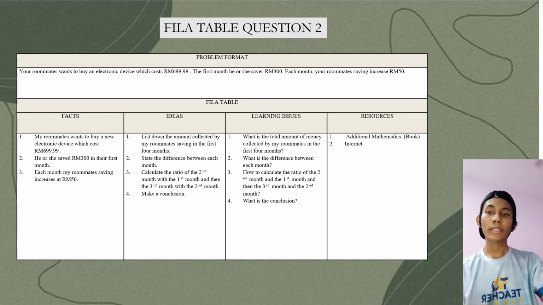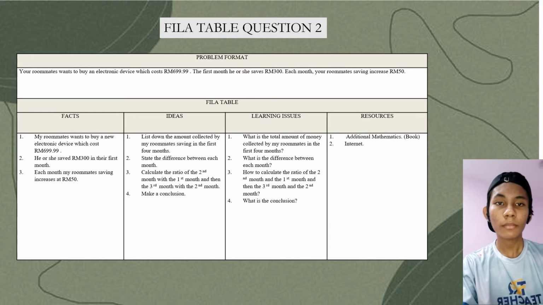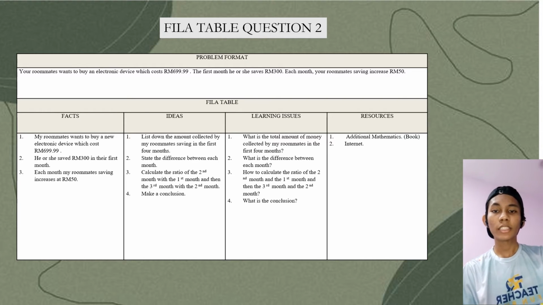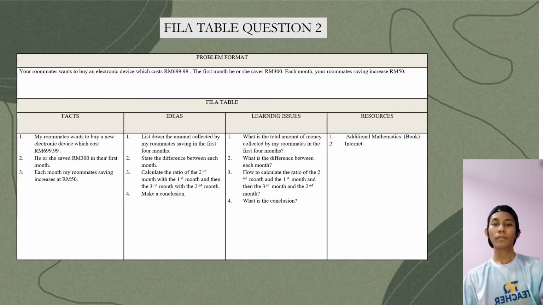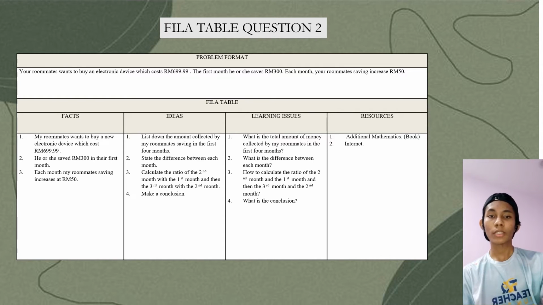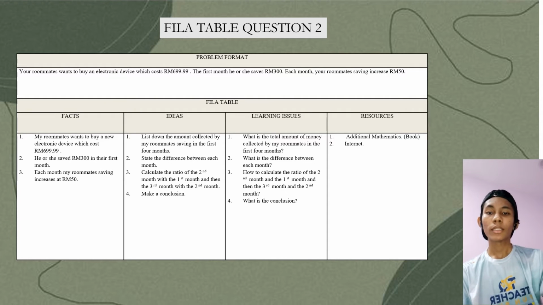And last of all, make a conclusion. Next, we have the learning issues for this question. First of all, what is the total amount of money collected by my roommates in the first 4 months? Next, what is the difference between each month? Third, how to calculate the ratio of the second month and the first month, and then the third month and then the second month? Last of all, what is the conclusion?